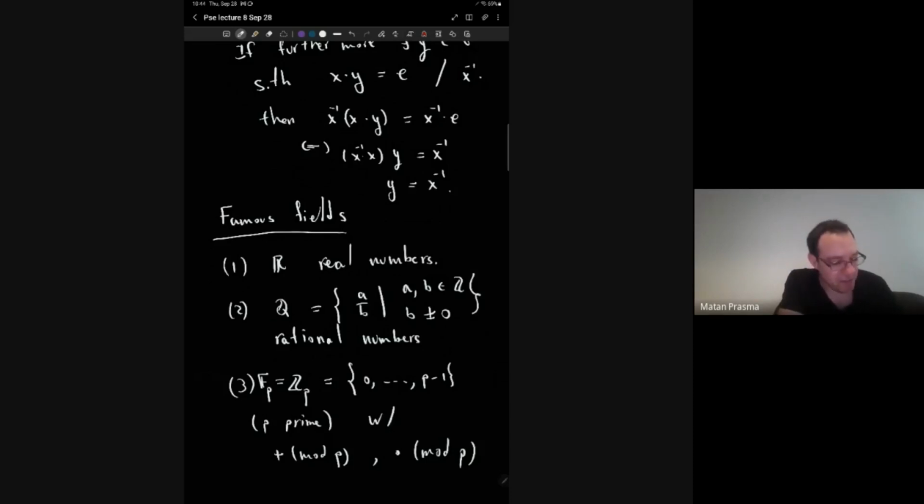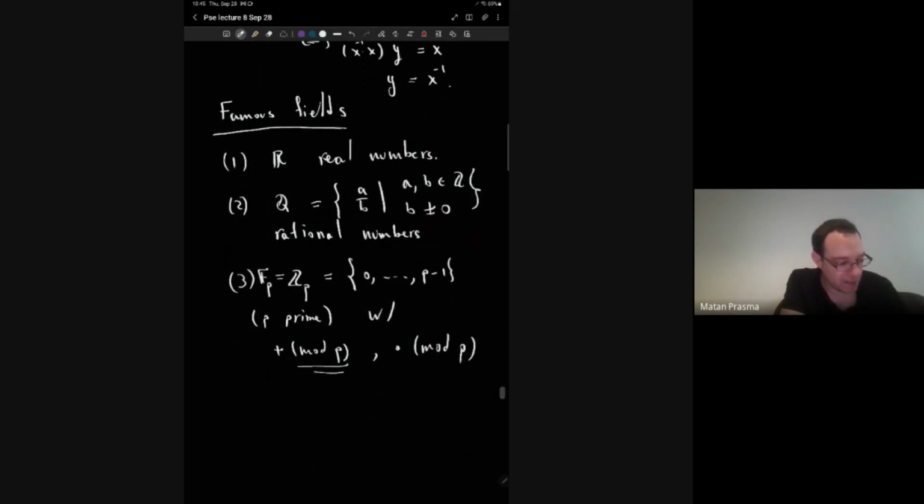And to check that Fp is a field, I remind you, the associativity of modulo p addition and modulo p multiplication is straightforward. Also compatibility, what we called the distributivity axiom, is easy to verify. The only axiom that is not easy to verify is that you have a multiplicative inverse for any non-zero element. But this is the content of, for example, Fermat's little theorem, which we also showed. So multiplicative inverses also exist.